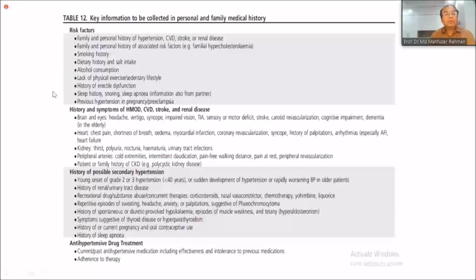During history taking, we should remember these things. Also, anti-hypertensive drugs: current or past anti-hypertensive medication, including effectiveness and intolerance to previous medications, and adherence to therapy. This is also very important.